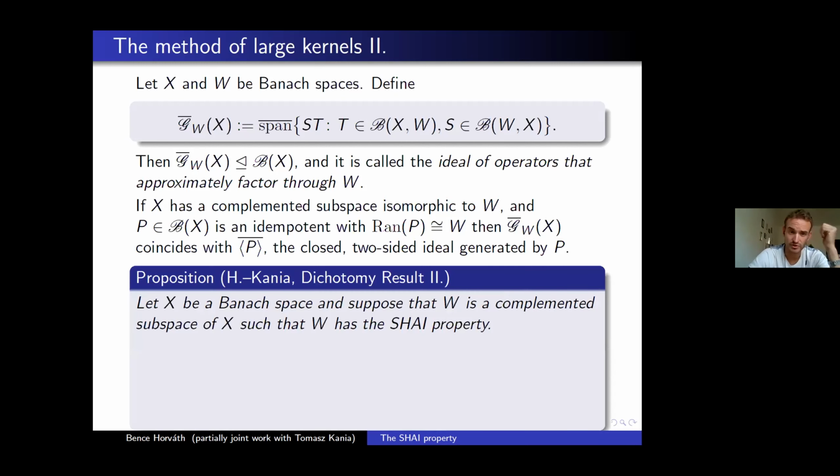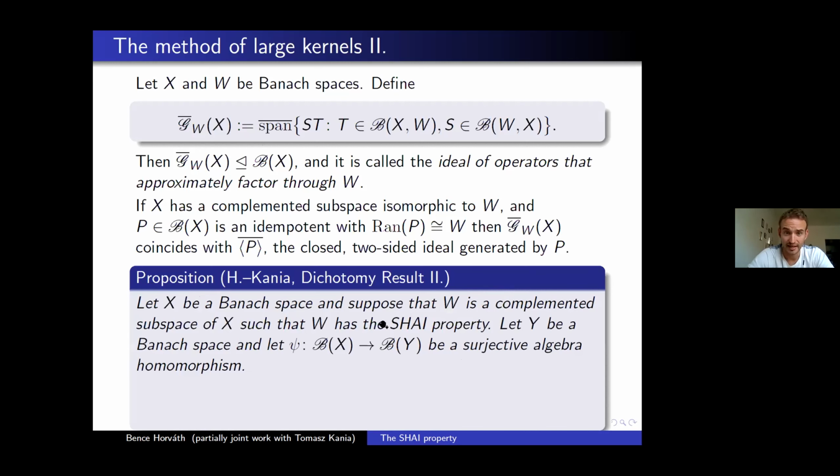And there was this dichotomy result I mentioned before. There is a sort of analog of this with this ideal, which says that if we have a Banach space X and a complemented subspace W which has the Psi property, then given any surjective algebra homomorphism from B of X to B of Y, where Y is any Banach space, this surjective map must be either injective, or the kernel is so large that it contains the ideal of operators that approximately factor through W.